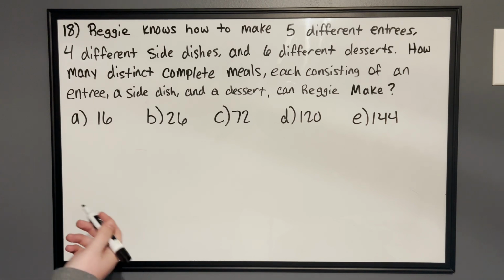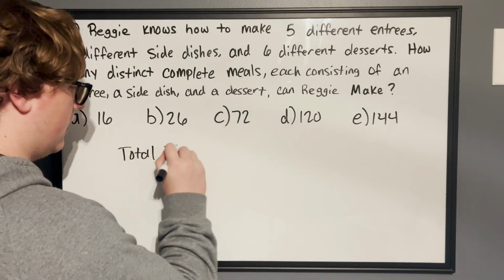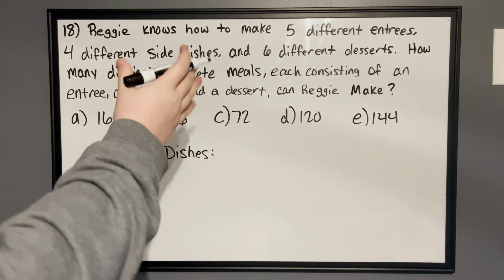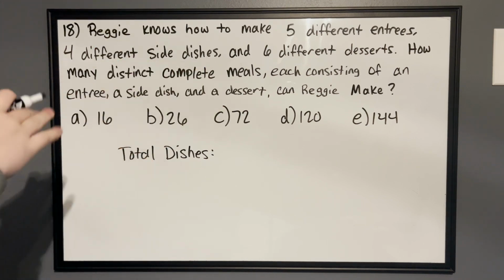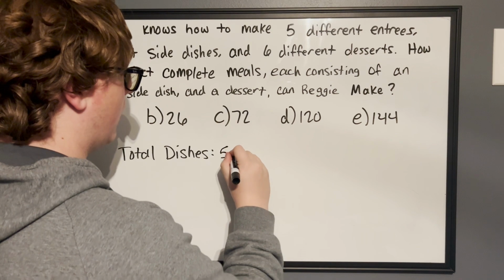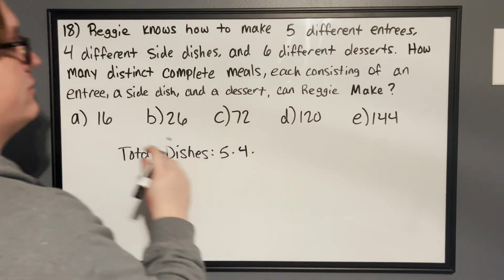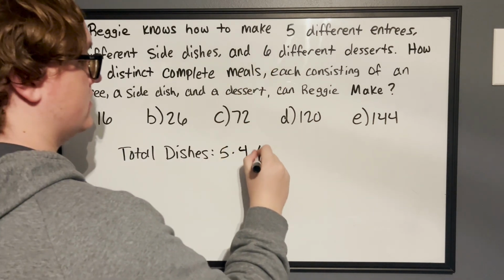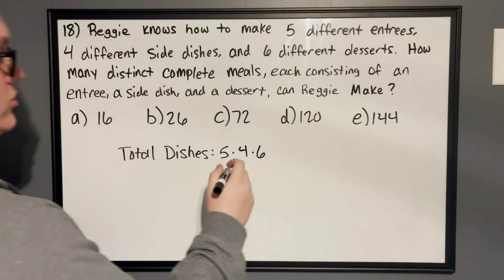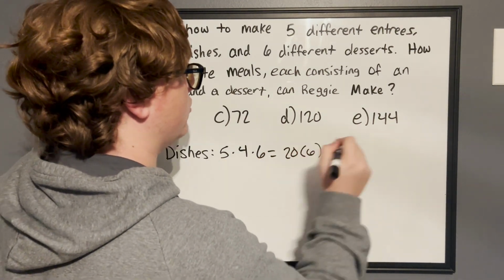The way we find out the total number of dishes is to simply multiply the amount of different courses that he can make. So he has 5 different entrees. And we're going to multiply that by the 4 different side dishes. And then we'll multiply that by the 6 different desserts. And that will give us the total. So 5 times 4 is 20, times 6, which is 120.